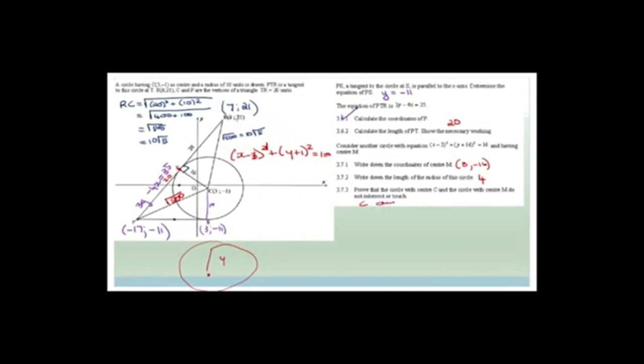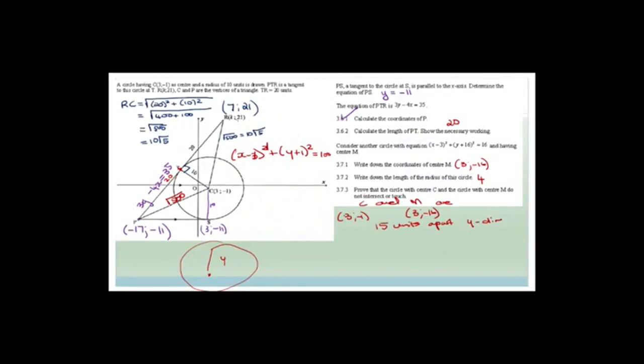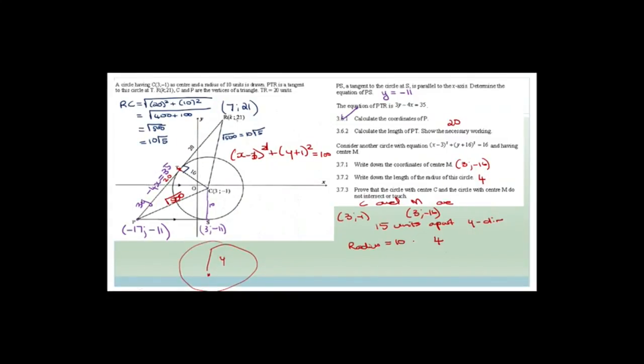So we've got some point, which is at 3, negative 16. So x is 3, y is negative 16, and its radius is only 4. Do you see how far apart C and M are? C is at 3, negative 1, and M is at 3, negative 16. So do you agree that they are 15 units apart, in the y direction? Circle C has a radius of 10, and circle M has a radius of 4. So if you add them, that gives you 14. That means the gap between these two circles is going to be 1 unit.